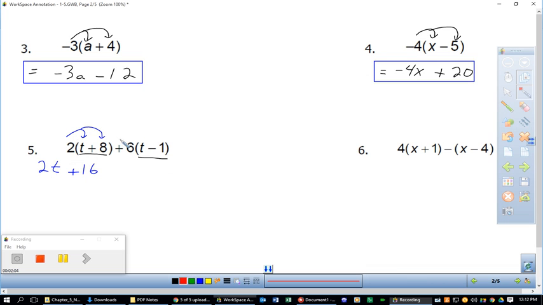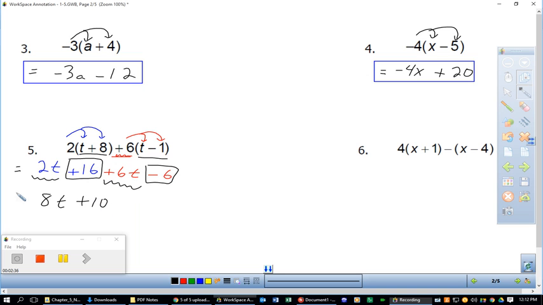Now over here, we'll take positive 6 times t. That's positive 6t. Positive 6 times a minus 1 is minus 6. And we bring those down. Before we can call this good, we need to combine like terms. All right, so there is a 2t and a positive 6t. That makes a grand total of 8t. Plus 16 minus 6. 16 minus 6 is 10, so we get a positive 10, so plus 10 in between. And our final answer is 8t plus 10.